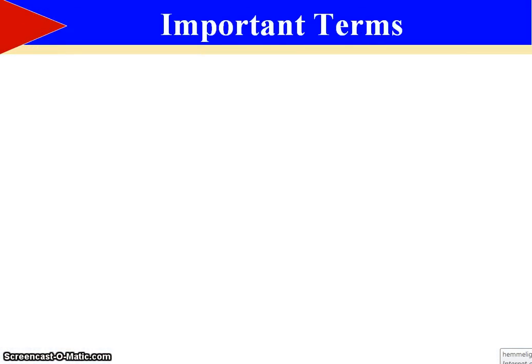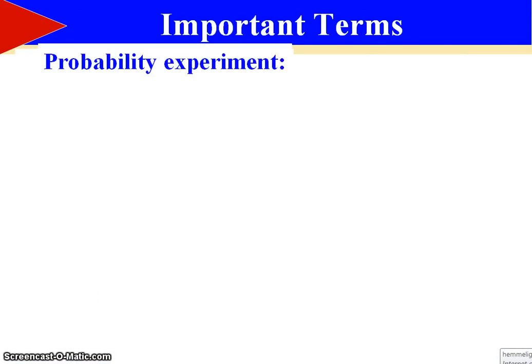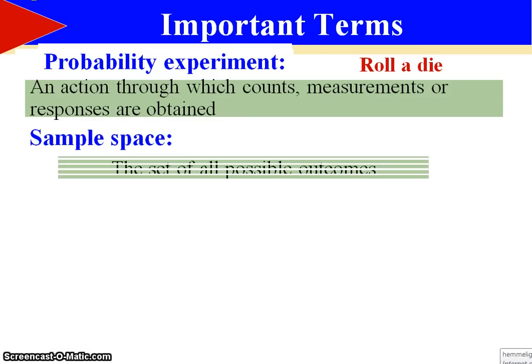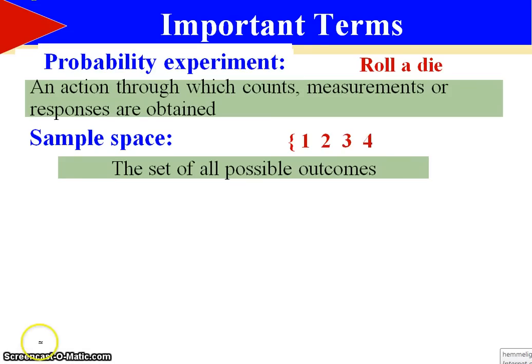Okay, so first off, some vocabulary. So we have the probability experiment. An experiment is just, what are you going to be doing? For example, you can roll a die. It's an action through which counts, measurements, and responses are obtained. So your experiment can be rolling a die, playing poker, giving medicine to small children to see what happens. That would be an experiment. Okay, the next vocabulary would be a sample space. So sample space is the set of all possible outcomes. For example, if you roll a die, the set of possible outcomes are 1, 2, 3, 4, 5, and 6.